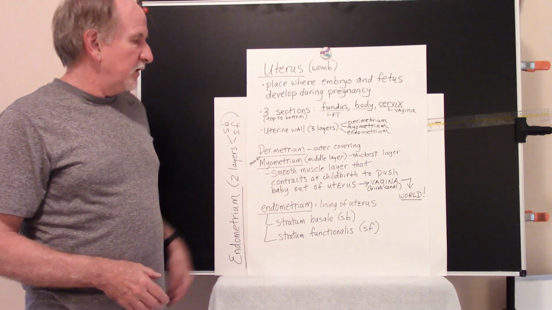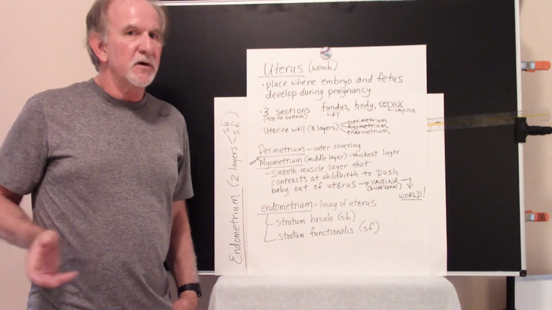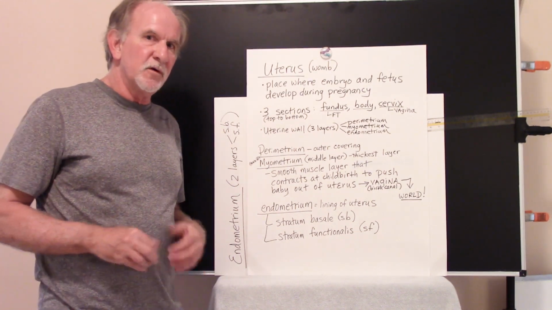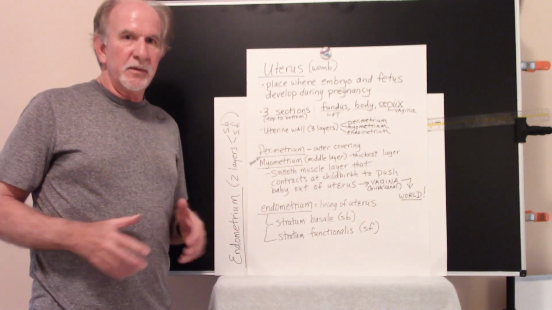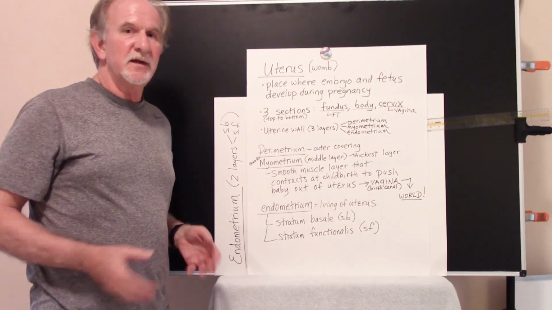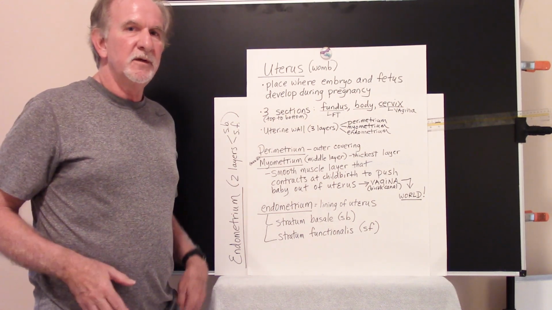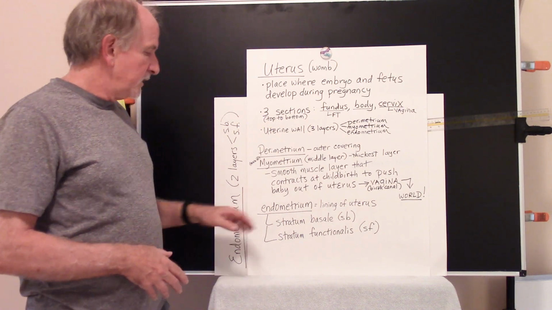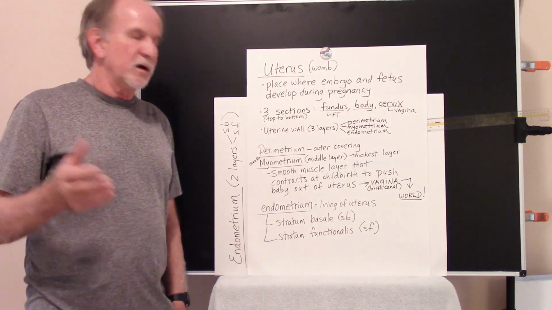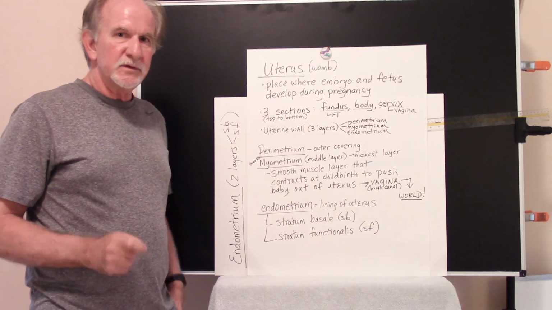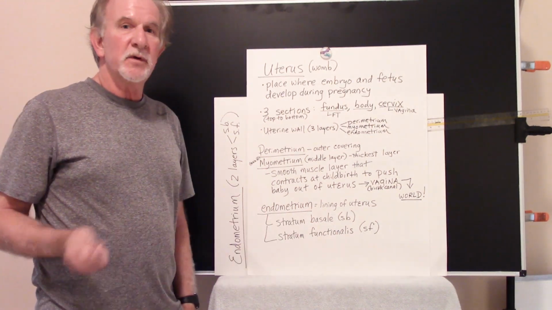So the innermost layer is the endometrium. And the endometrium is also known as the lining of the uterus, or the uterine lining. The endometrium is a little more complicated, in my opinion, than the others, and we'll spend more time talking about it and its relationship to the menstrual cycle. So the endometrium consists of 2 layers that we'll ultimately talk about: the stratum basale, which I'll abbreviate SB, and the stratum functionalis, which I'll abbreviate SF.